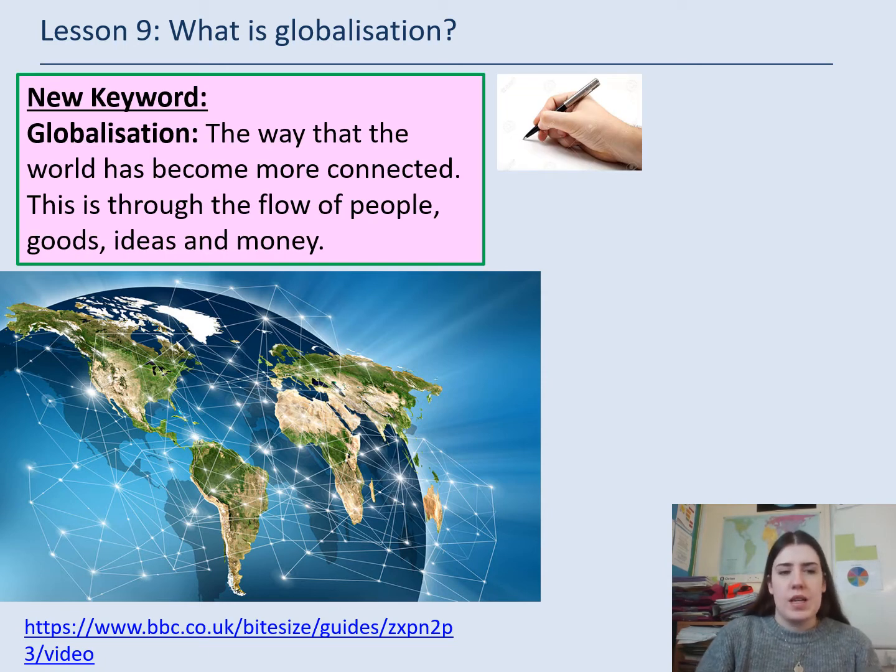So there is the keyword, globalization, the way that the world has become more connected. This is through the flow of people, goods, ideas, and money. So pause now to write that down. There's also a video at the bottom which will be a good one to watch. That is also going to be linked in the actual assignment.